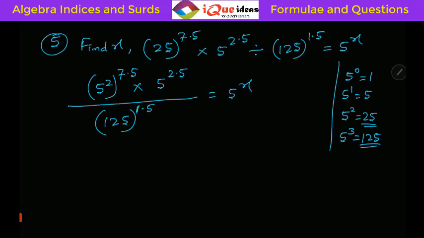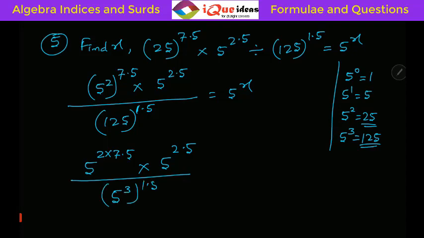Now further, in the numerator we will have 5 to the power 2 into 7.5, the powers get multiplied, into 5 to the power 2.5, divided by 125, which can be written as 5 cubed whole to the power 1.5, which is already there, is equal to 5 raised to the power x.